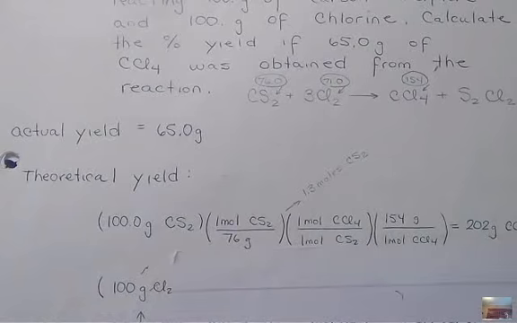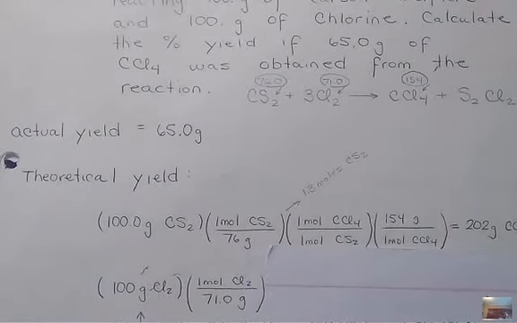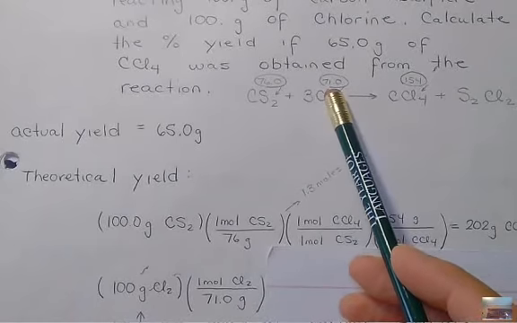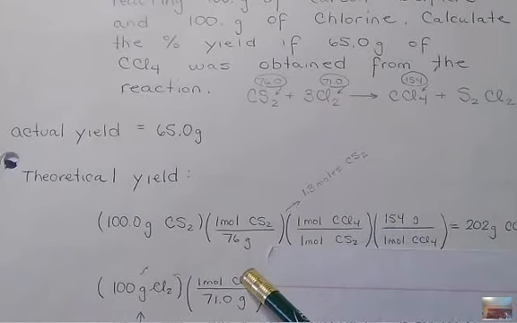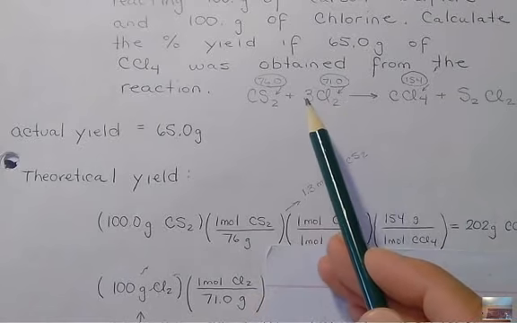Here's my chlorine. 100 grams of chlorine. Have to divide by 71. Where does that come from? The molar mass of chlorine. 35 times 2. Right off the periodic table, 35.5 is the number for Cl. Multiply by 2 because we're dealing with Cl2. Don't do anything with this 3 yet.